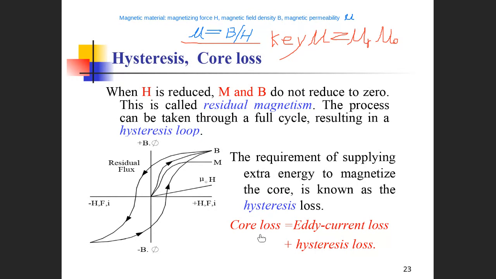In practice, core losses can be represented by an equivalent resistor. Generally, R core, or Ri.